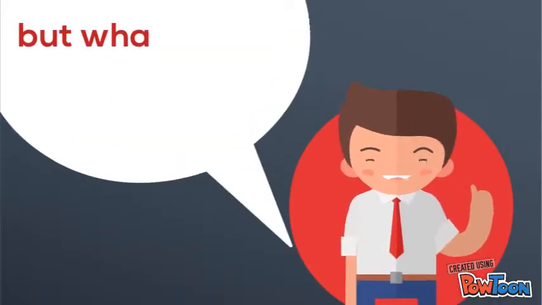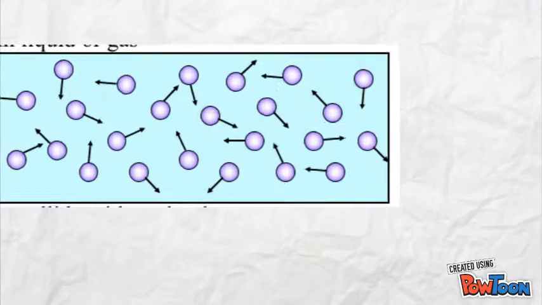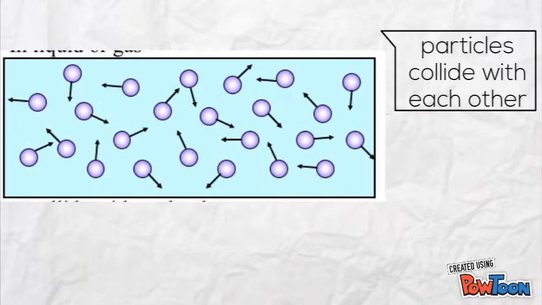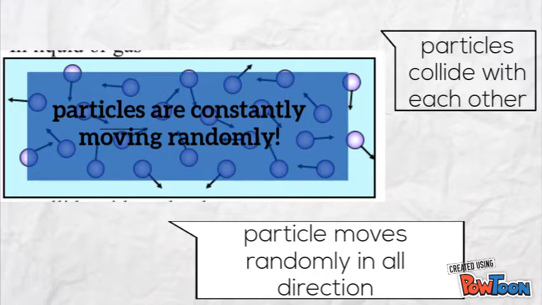But what does it mean by the net movement of particles? Because during diffusion, particles are moving randomly in all directions and colliding with each other. Therefore, when we say net movement, it indicates that there are more particles moving down the concentration gradient than those that accidentally went up the concentration gradient.